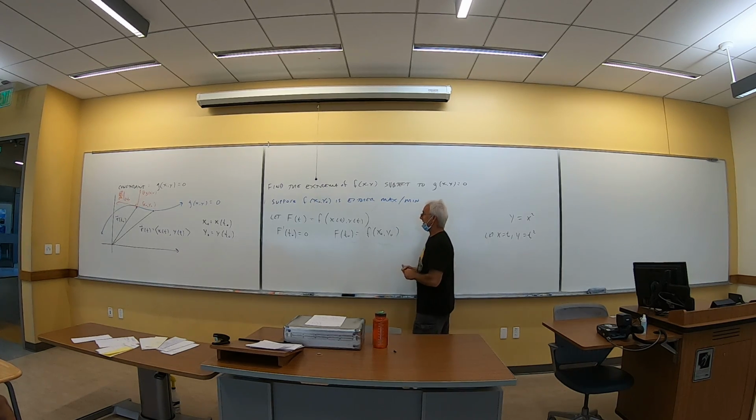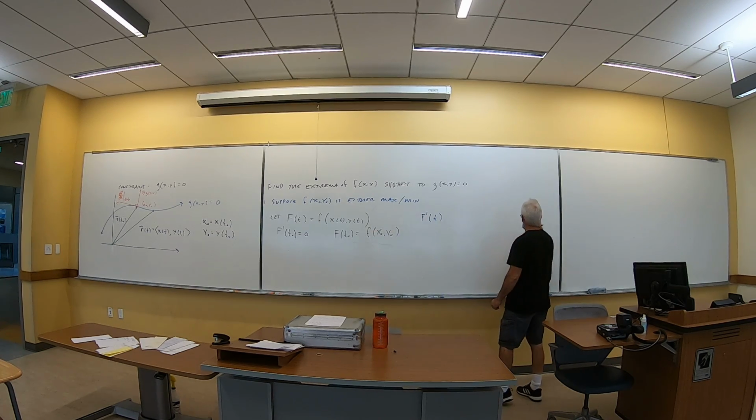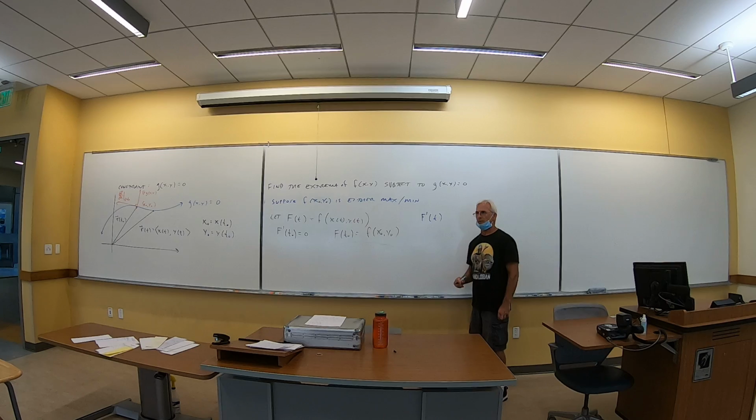Not d dx, d dt. So when I differentiate both sides of this, I will get f prime of t on the left. That's easy. What is it on the right? Oh, chain rule again. Okay.